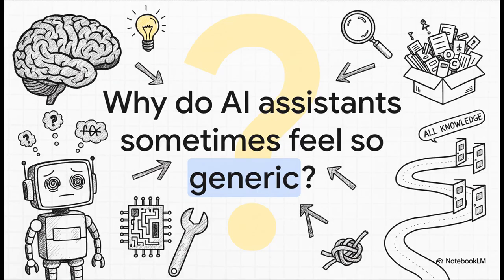So have you ever had this happen? You ask an AI a super specific question, and the answer you get back is technically right, but just totally useless. It feels like it gets the words, but completely misses the point. It's a super common problem, and it's because most AIs start out as generalists. They're trained on pretty much the entire internet.